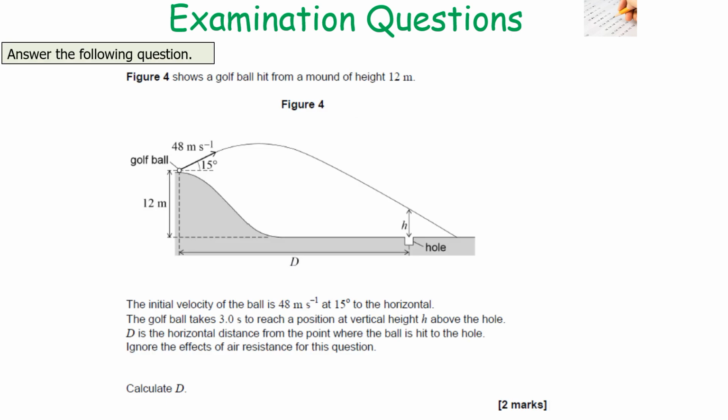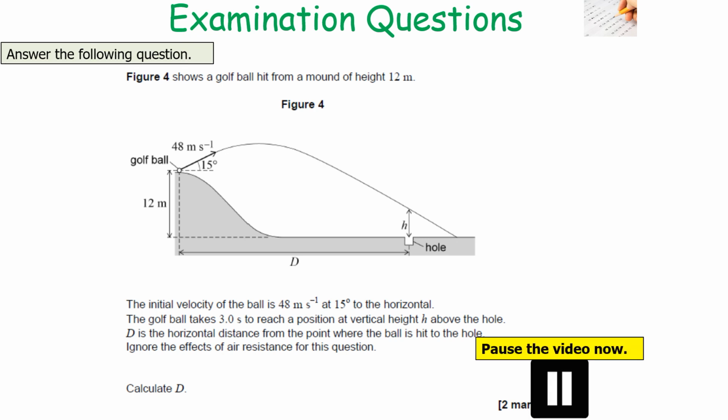Figure 4 shows a golf ball hit from a mound of height 12 meters. The initial velocity of the ball is 48 meters per second at 15 degrees to the horizontal. The golf ball takes 3 seconds to reach a position at a vertical height h above the hole. D is the horizontal distance from the point where the ball is hit to the hole. Ignore the effects of air resistance for this question. Calculate D. So pause the video now, then unpause the video when you want to go through your answer.